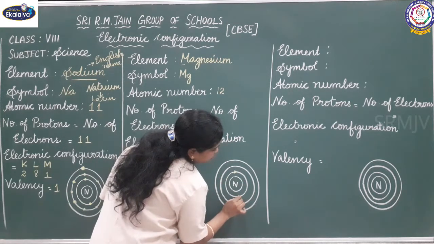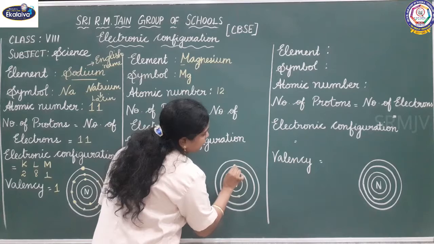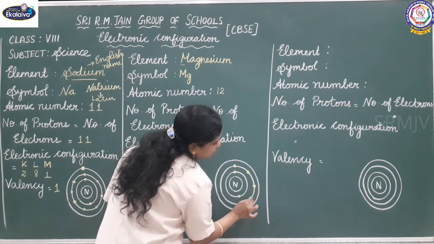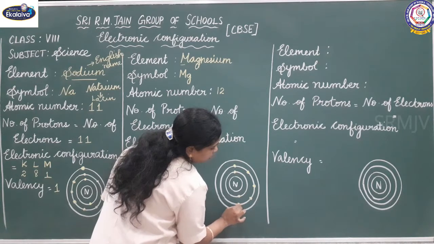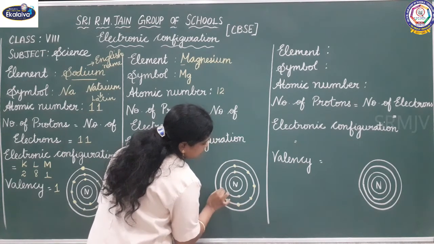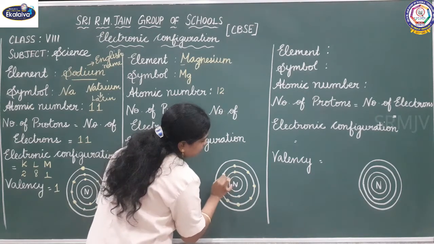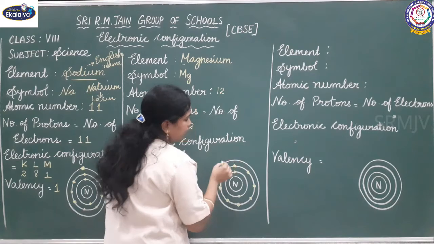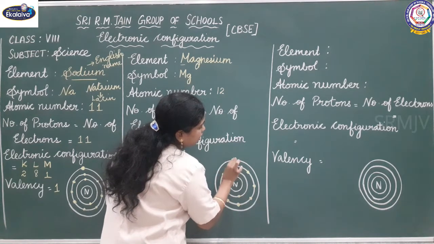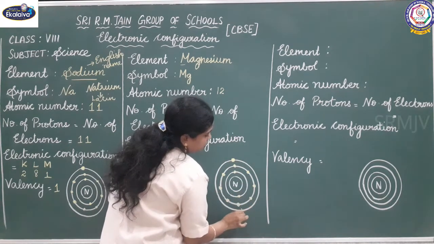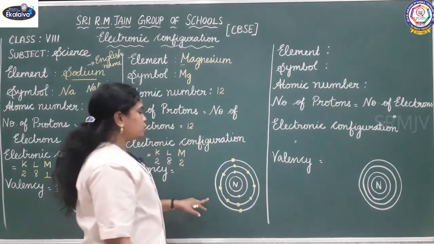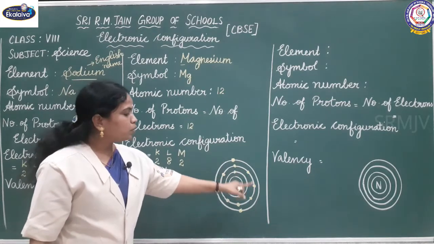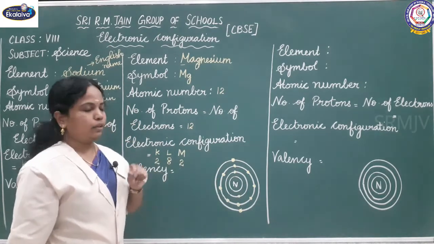K shell 2 electrons, L shell 8 electrons: 1, 2, 3, 4, 5, 6, 7, 8. So, the remaining 2 electrons will go to the next shell, that is M shell. 1 and 2. So, what is the valency of magnesium, children? It is 2 because the outermost shell contains 2 electrons.